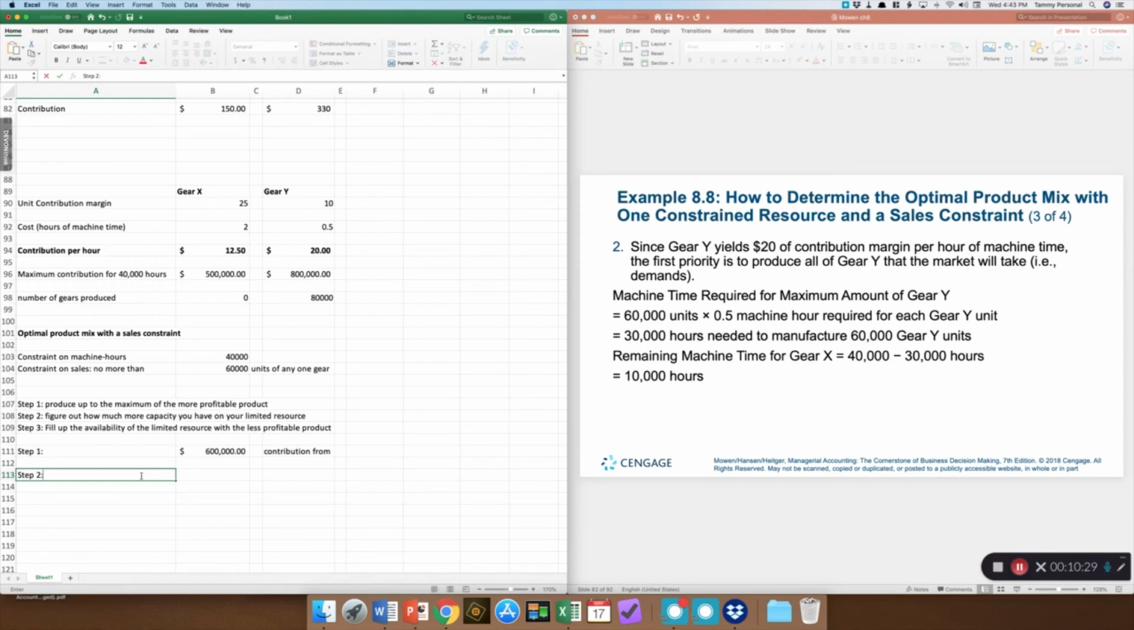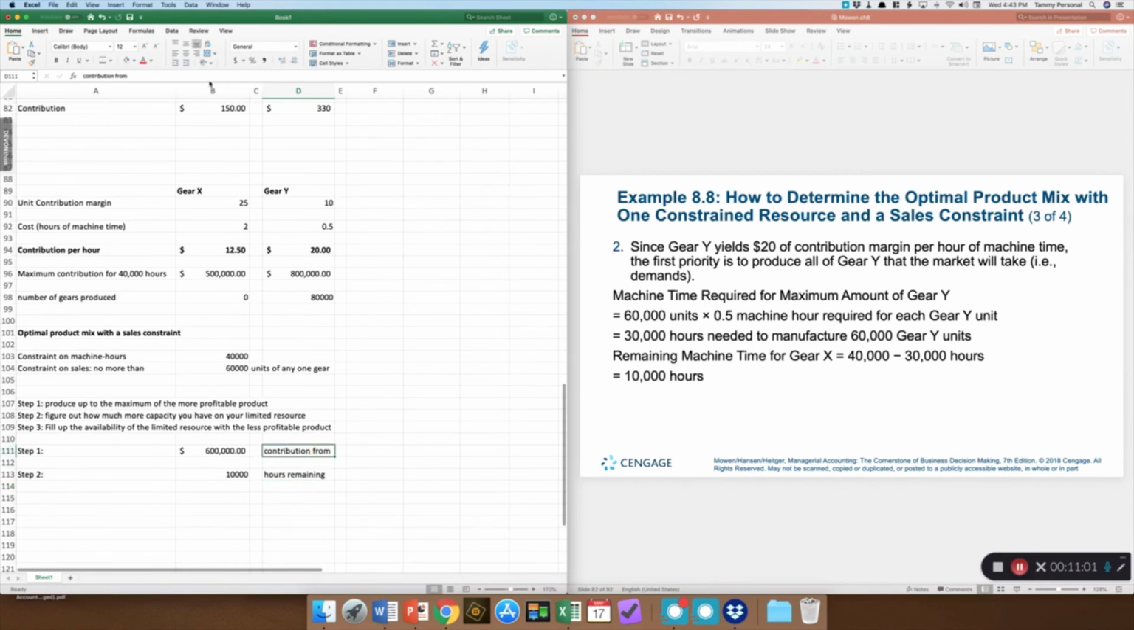Right, so how much more capacity do we have? Well, it took 60,000 units. So what we're gonna do is subtract our total constraint on the machine hours, and then we're gonna subtract from that the 60,000 units times a half hour per unit. So that means we're gonna have 10,000 hours remaining. This is contribution from gear Y.